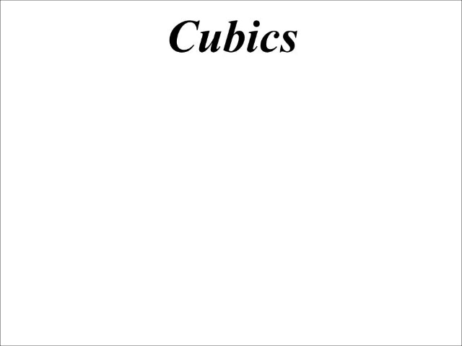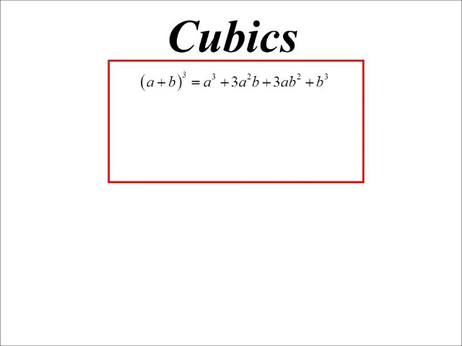perfect square. The perfect cube: a cubed, 3a squared b, 3ab squared, plus b cubed. Again, there's a pattern to it, and that's how I remember it. Powers of a start at 3 and go down by 1. Powers of b start at 0 and go up by 1. The two powers always add up to 3. So a cubed, a squared b, ab squared, b cubed, and the coefficients go 1, 3, 3, 1.